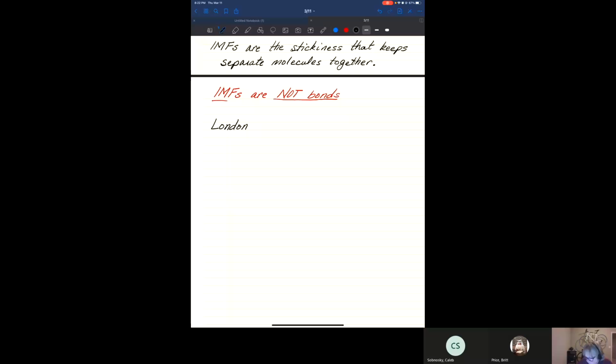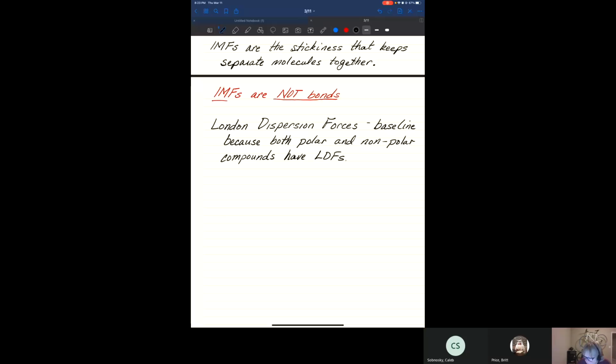So we've got London dispersion forces are the weakest. These London dispersion forces, it's the baseline, because both polar and non-polar substances have these LDFs. So that's the baseline.